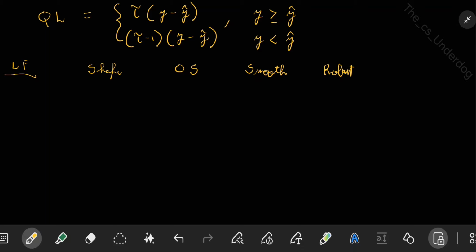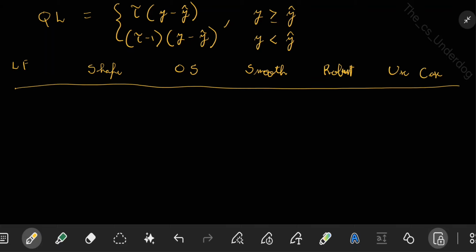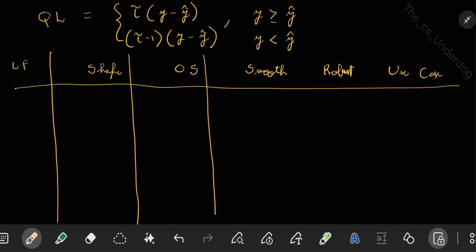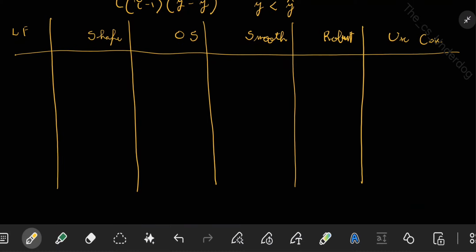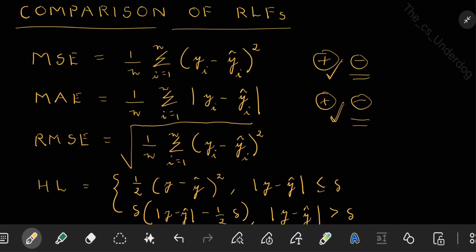Then we'll also see what is the use case, where to use this particular function. These are the things we are going to compare. Then we'll understand which one to use under what situation. This is the table we are going to draw. In this you have the loss function, shape, outlier sensitivity, smoothness, robustness, and then use case. These are the things we are going to fill. Let us take the first one, mean squared error. Keep this particular formula in your mind. With mean squared error, what will be the shape?